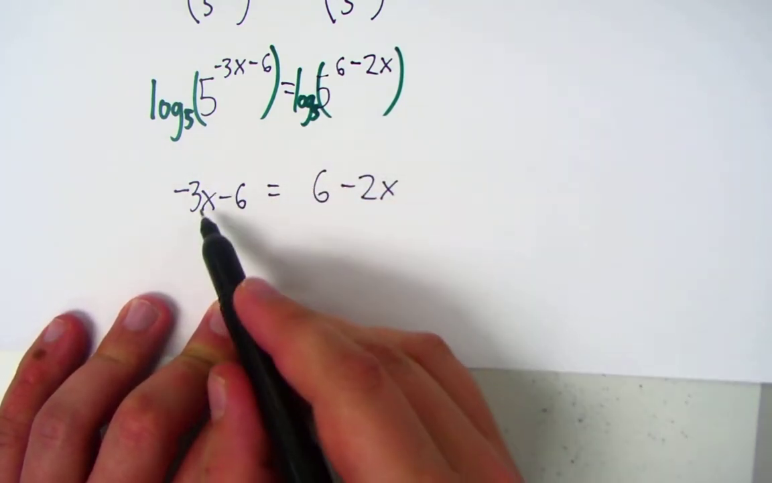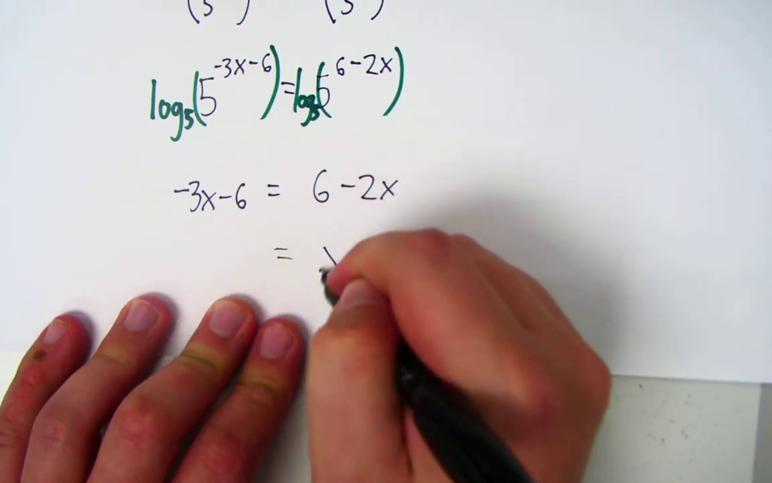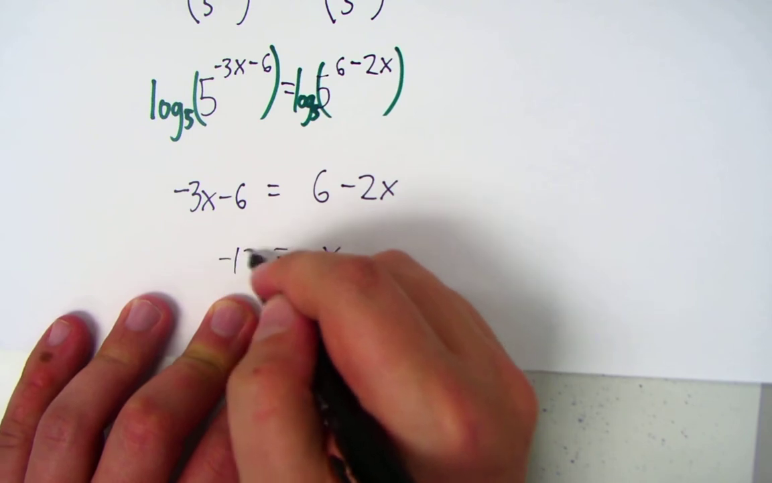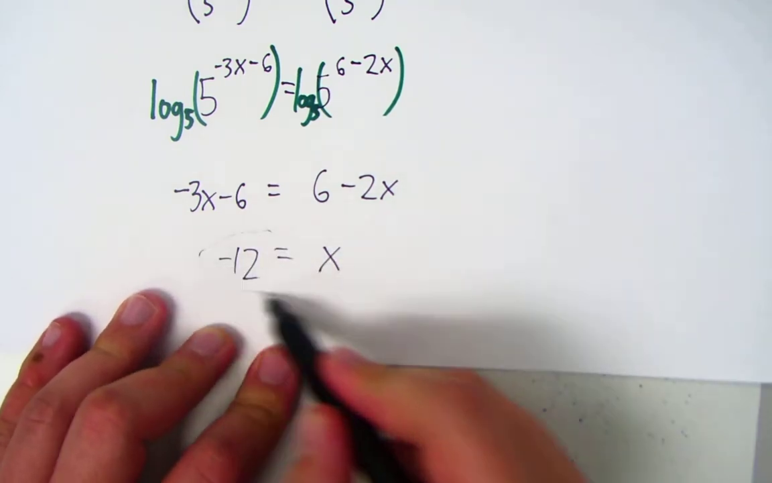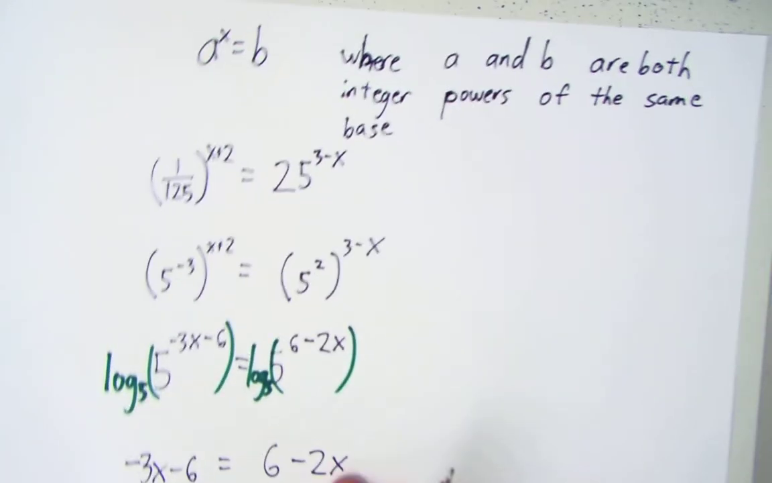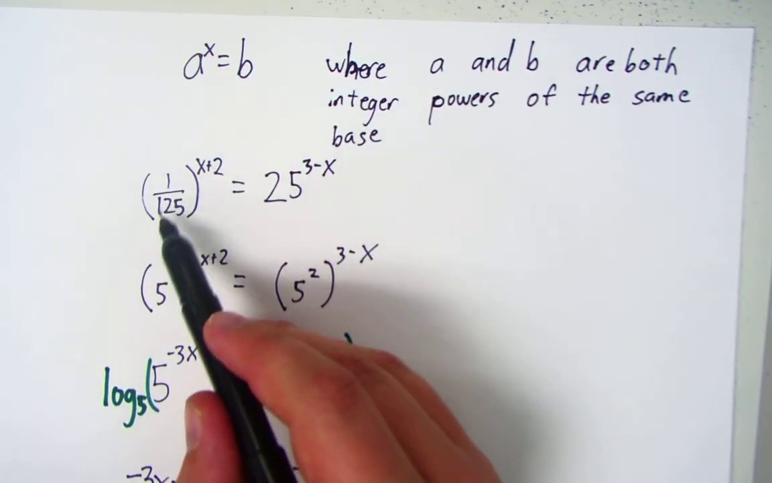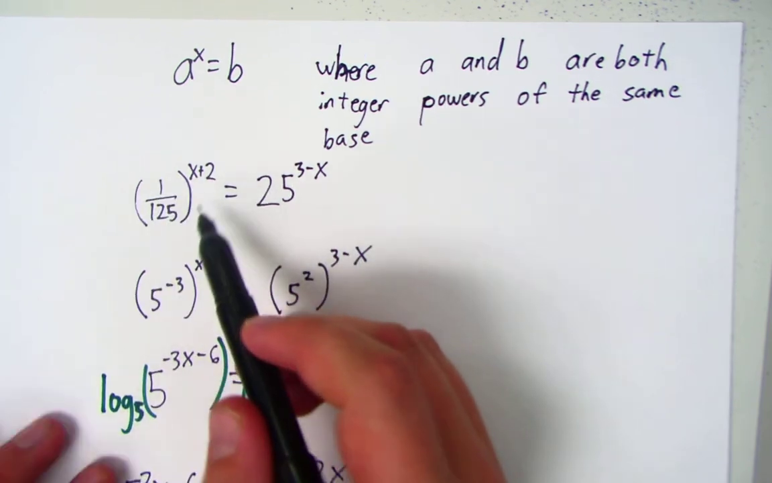I solve for x. If I move the negative 3x over here, it turns into a positive x. If I move the 6 over here, it makes negative 12. That's going to be my answer. Negative 12 equals x. If I want to check it, I can plug it back in. Plug in a negative 12 here, it makes 10. So this is going to be 5 to the negative 3 to the 10. It's going to be 5 to the negative 30 on this side.